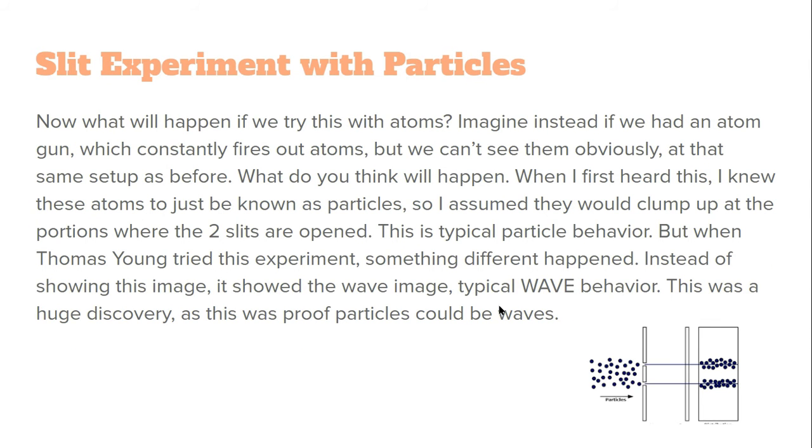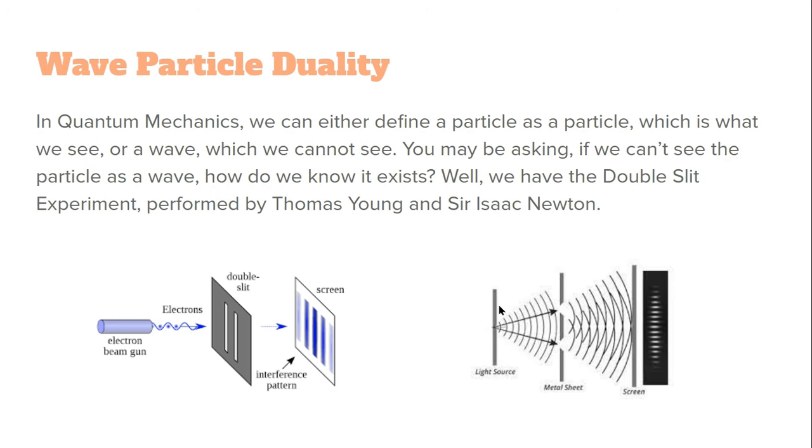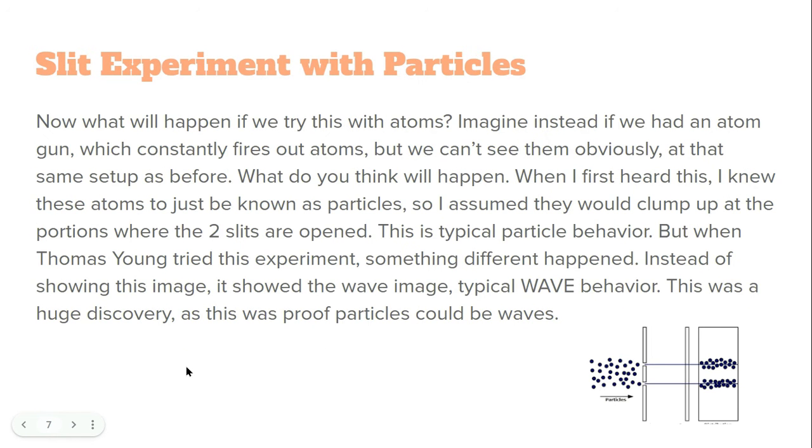But what do you think is going to happen if we try this with atoms? Instead of having a light source, imagine we had an atom gun, like it says right here, an electron beam gun. What do you think is going to happen? When I first heard about this, I thought it would look something like this image at the bottom, where you shoot atoms through the slits, and of course they're just going to bounce and hit the backboard. Wherever the slit's opened, they're just going to clump up over there. As you can see, a bunch of atoms are just lined up wherever the slits are. That's typical particle behavior, like sand or something. This could happen with sand or other small particles.